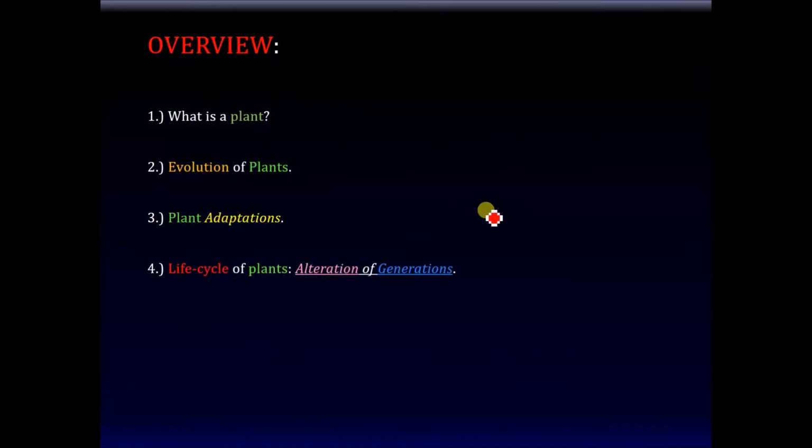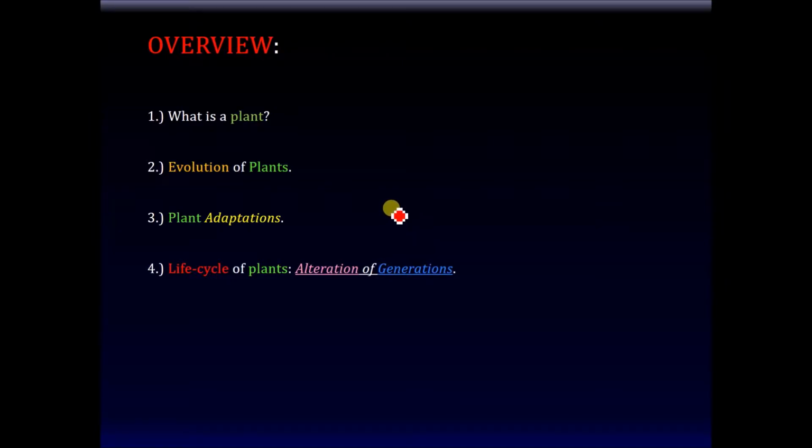Today, inshallah, we shall give an overview of what we're going to talk about in this chapter and in the subsequent chapters. We shall define what a plant is. We shall comment on the evolution of plants. How did plants come about? And thirdly, we shall comment on some special adaptations that plants had to make to life on land, because life is very different on land than it is in water.